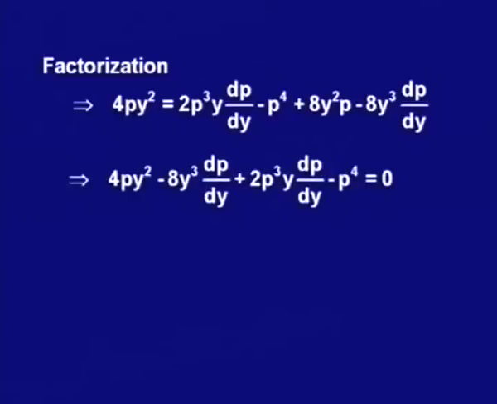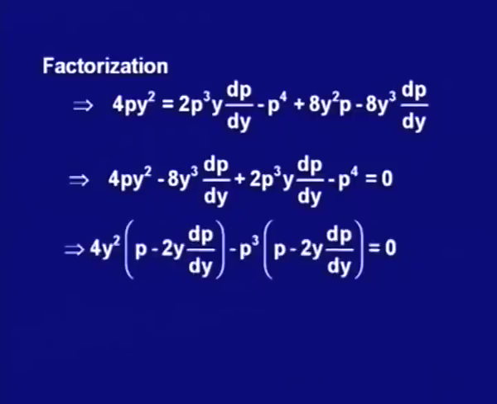So, again more simplification, we could write it as 4y square minus 8y cube dp over dy plus 2p cube y dp over dy minus p to the power 4 is equal to 0. That is how we have written it for factorization. Now, you see from the first two terms we can take 4y square as common and we will get the factor p minus 2y times dp over dy.